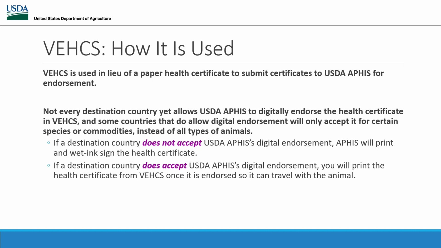But if a destination country does accept USDA APHIS's digital endorsement, the health certificate will be digitally endorsed in VEHCS by application of the veterinary medical officer's digital signature and application of USDA's digital seal, and then available to you in VEHCS to print and give to your client to then accompany the animal during travel.